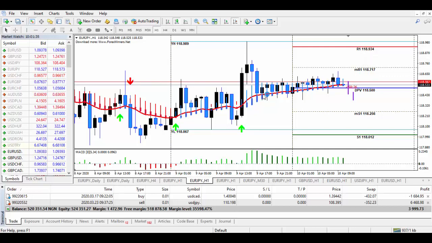So this is the EURJPY daily analysis for the 10th of April 2020.